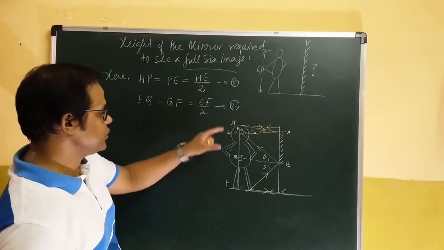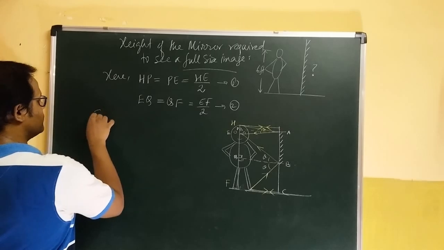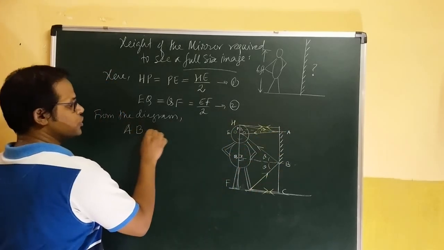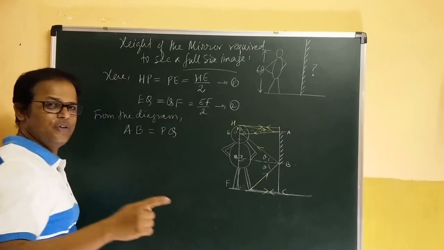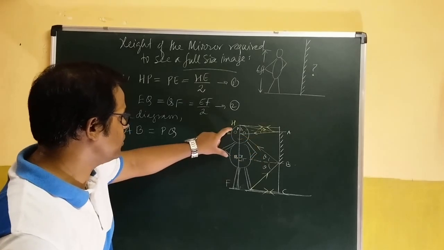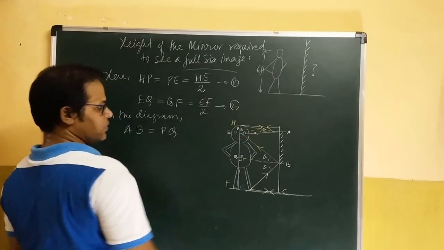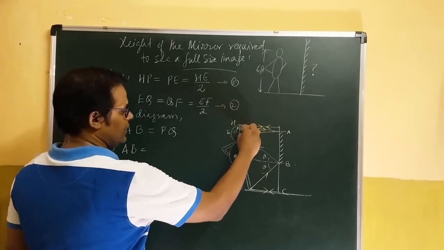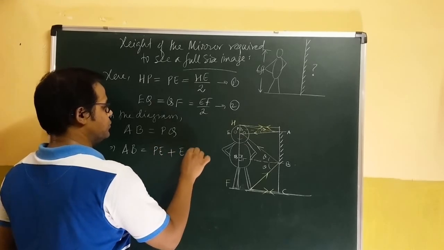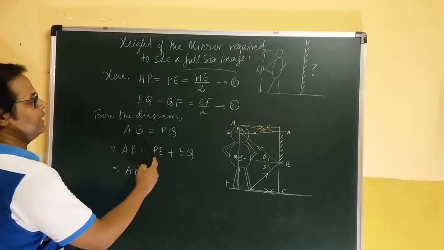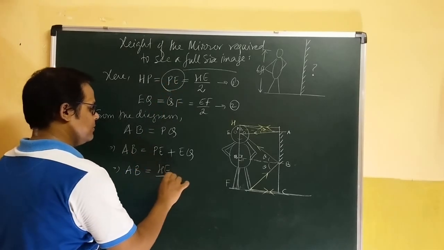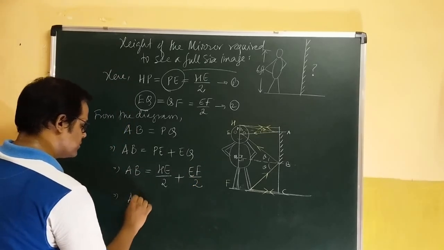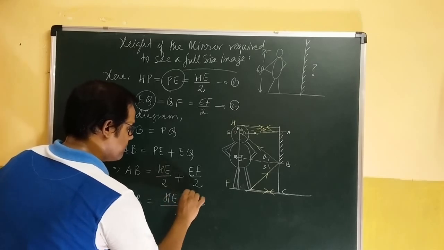All right, focus on the diagram. Now, since that is the condition, I can say from the diagram that AB should be equal to PQ. Do you agree? AB should be equal to PQ. What is exactly PQ? You can see that it can be written as PQ is a combination of PE plus EQ. Now let us search above. Do we know anything about PE? Here we go. PE is nothing but HE by 2, plus EQ. Anything I know about it? Yes, exactly. That is half of EF. So do some simple mathematics. 2 is common there: HE plus EF.